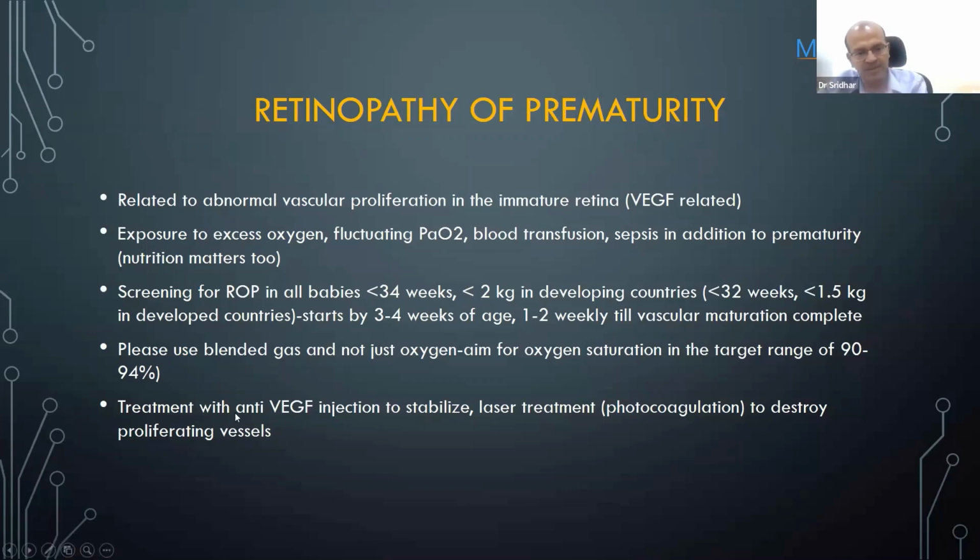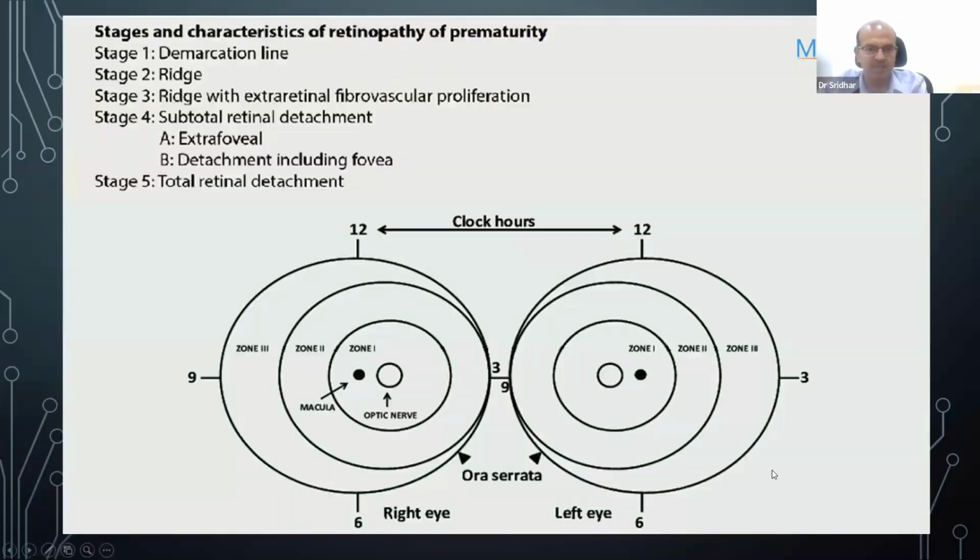And in ROP, you may need treatment with anti-VEGF injection to stabilize, and laser treatment if they have gone to aggressive stages of ROP. So we have stages of ROP and zones involved. We have first stage, which is demarcation line alone. Stage 2 is formation of a ridge. Stage 3 is ridge with extraretinal fibrovascular proliferation. And in stage 4, you get a subtotal retinal detachment, which is quite serious. And anything from stage 3 onwards, especially if it affects the central zone 1, becomes a candidate for treatment.